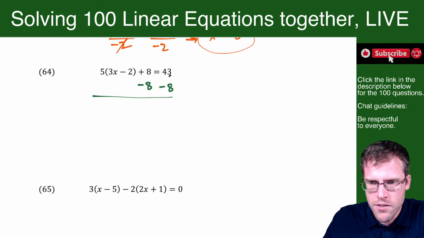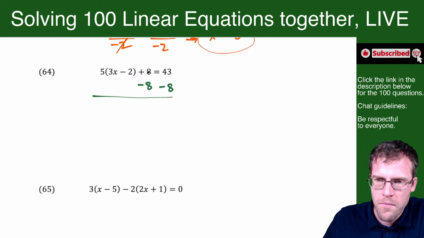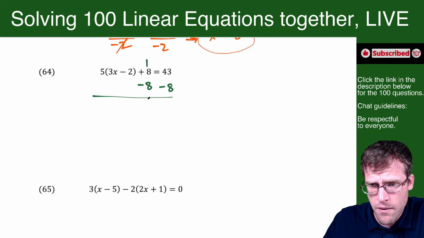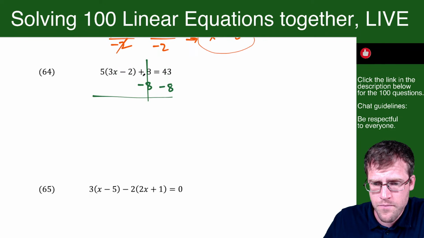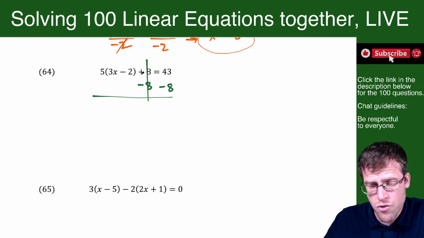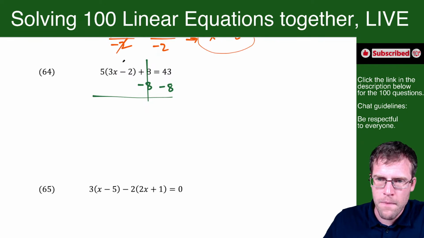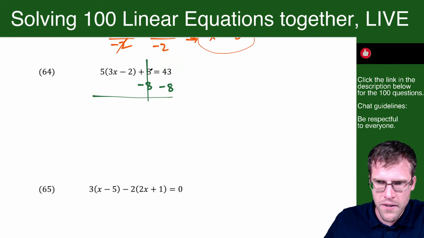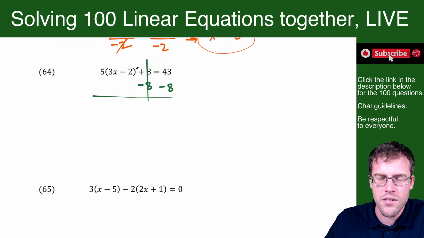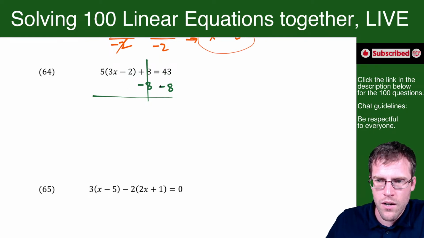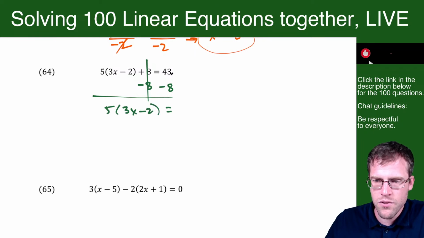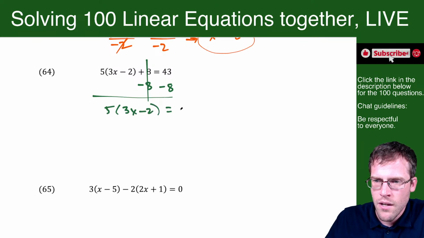There's a lot of right ways to do questions. So in this case, I'm just going to get rid of that +8. Because if I do distribute, I guess this one I'll do both ways. But if I distribute, I have to make sure I don't do 5 times that 8 because that's not in the parentheses. All right, so now we have 5 times 3x minus 2 is equal to 43 minus 8, which is going to give us 35. Okay, so that's going to give us 35 once we subtract.